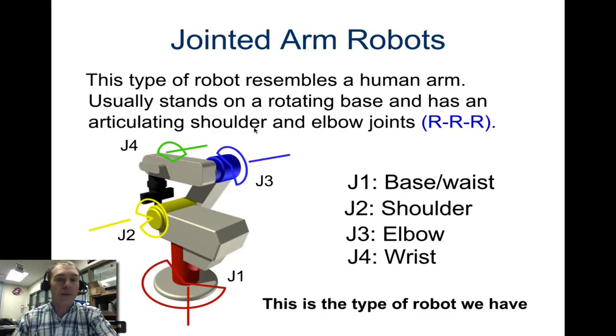And then the jointed arm robot. This resembles a human arm. It usually stands on a rotating base. It has articulated shoulder and elbow joints. So here you have a base which is rotating in this direction, and it's rotating around the Z direction. Then you have a shoulder, elbow, and wrist. And this is the type of robot that we have in the milling room.